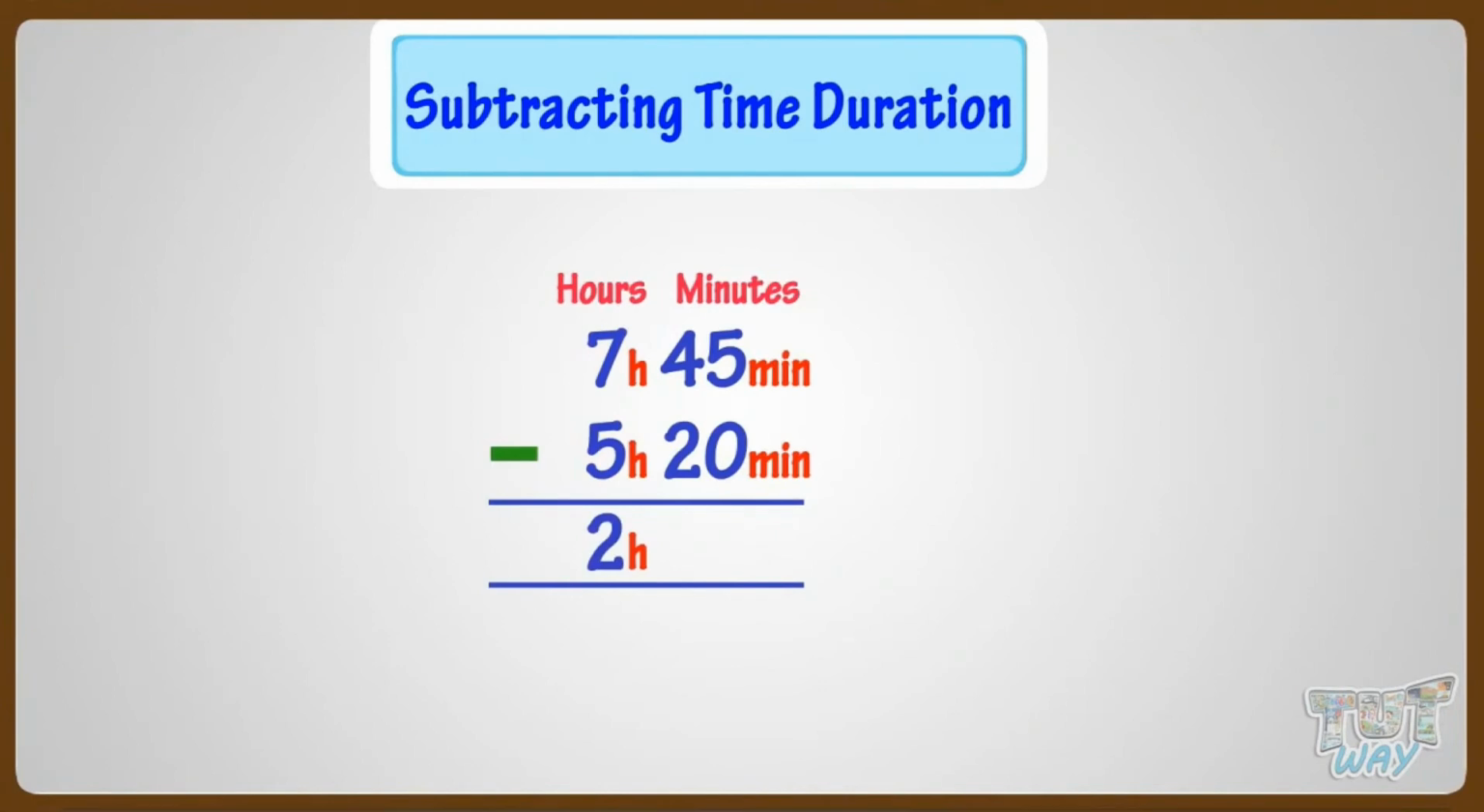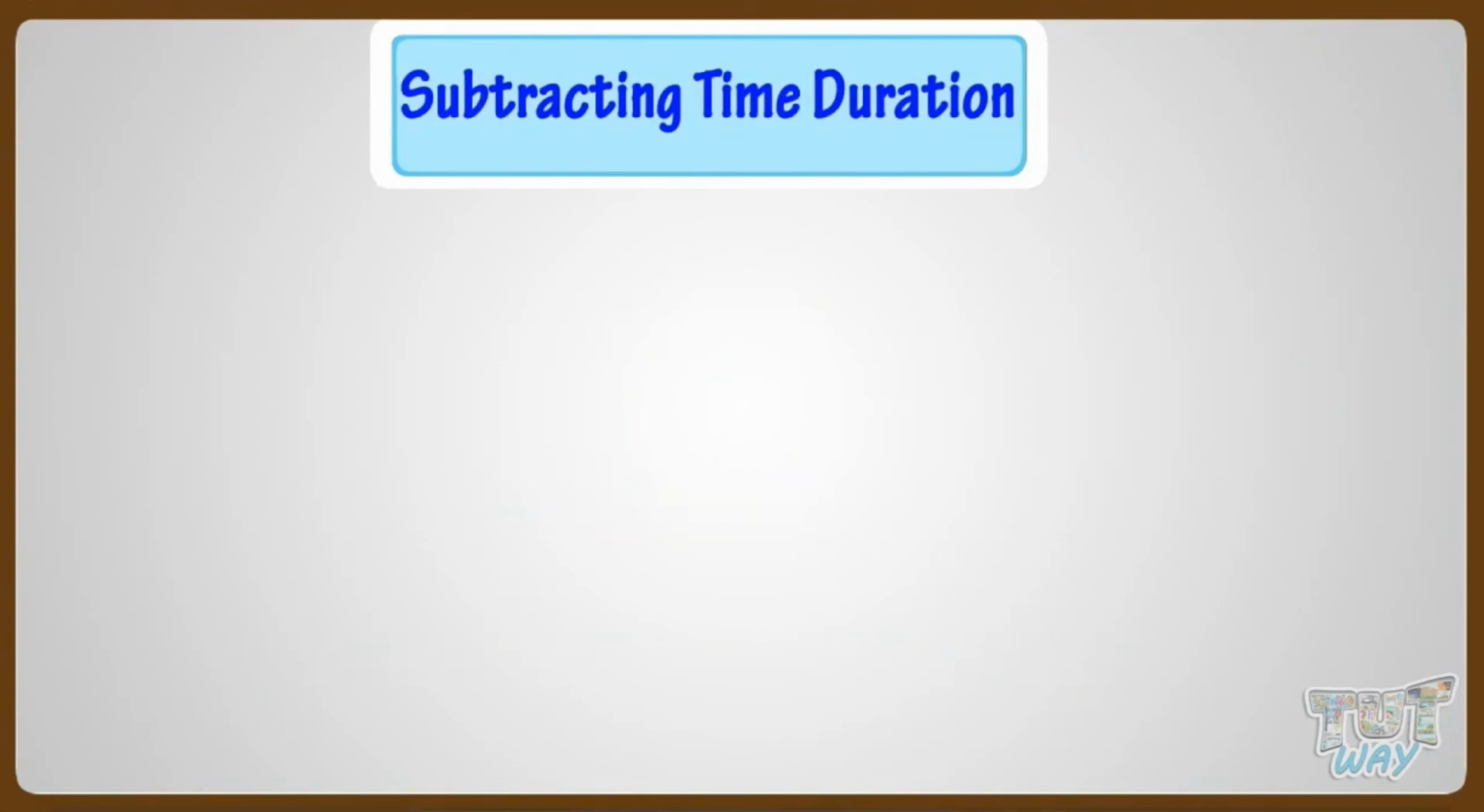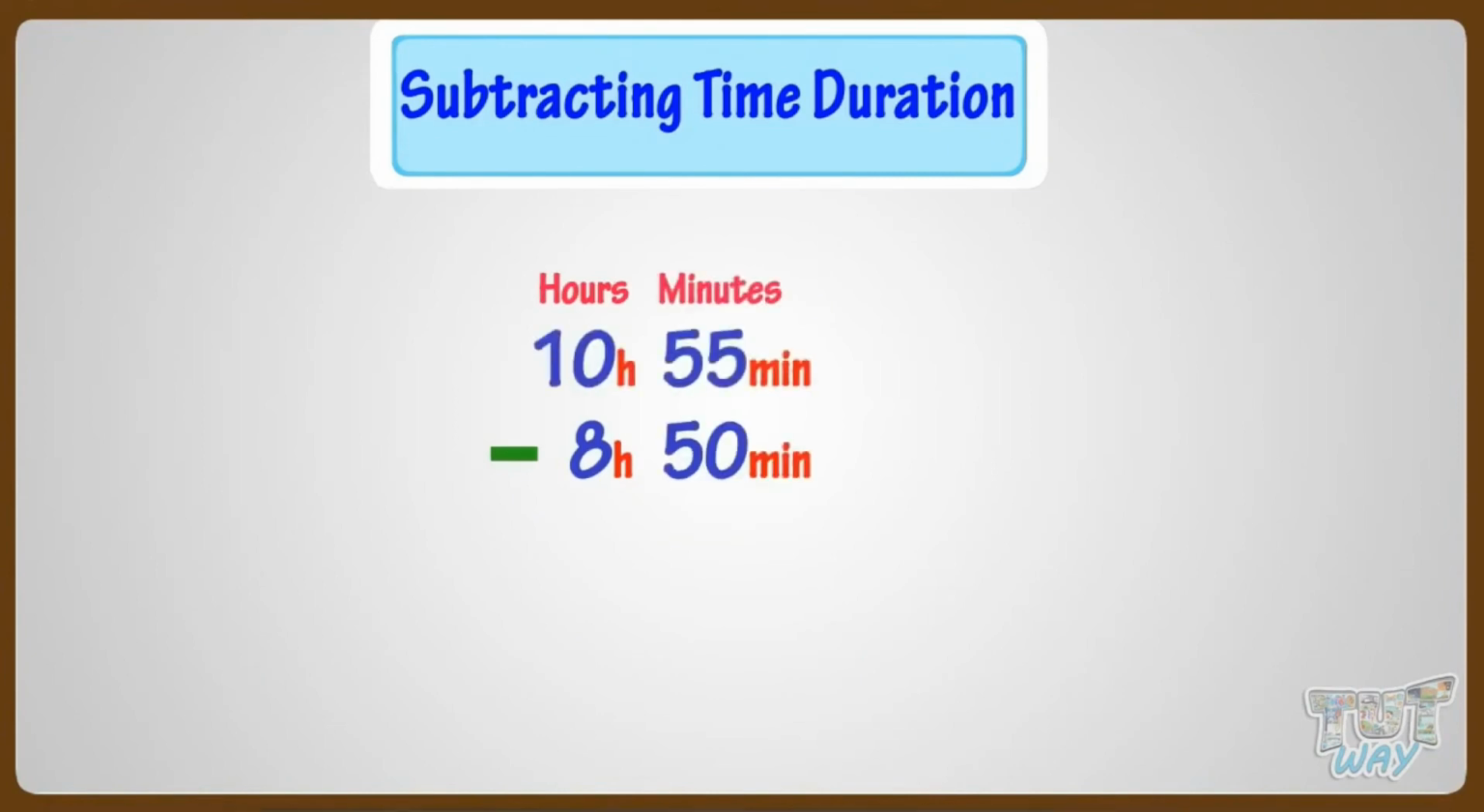Now, subtract minutes from minutes. Subtracting 20 from 45 minutes, we are left with 25 minutes. So our answer is 2 hours, 25 minutes. Now let's take another example. We have to subtract 8 hours and 50 minutes from 10 hours and 55 minutes.